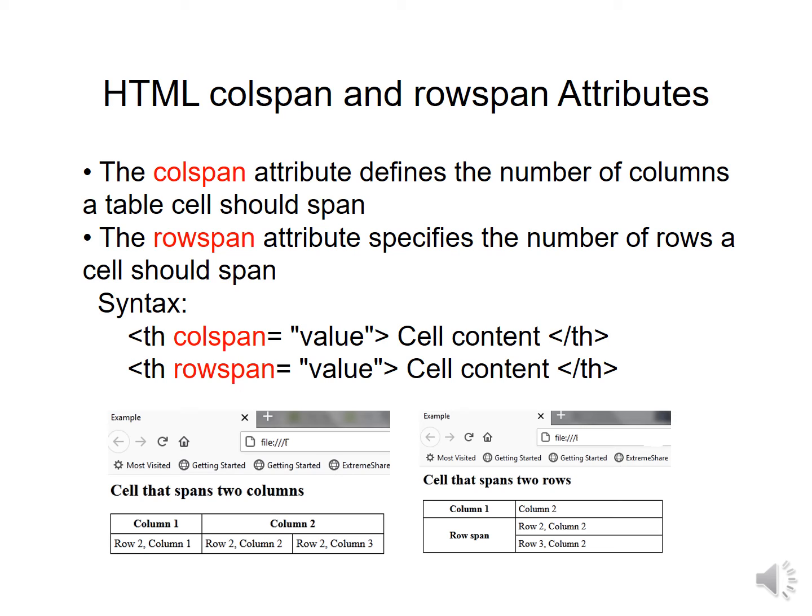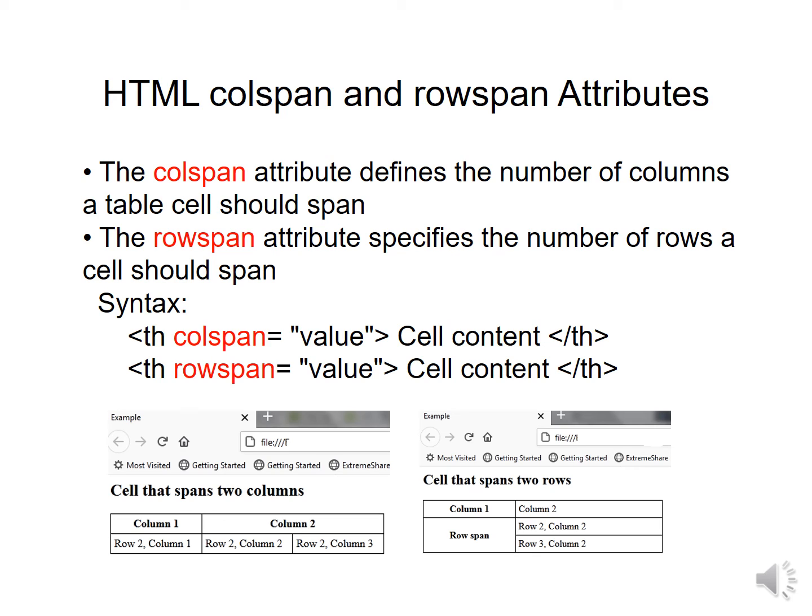HTML colspan and rowspan attributes. To make a cell span more than one column, we can use the colspan attribute. To make a cell span more than one row, we can use the rowspan attribute. These attributes provide the same functionality as merge cells in spreadsheet programs like Excel.